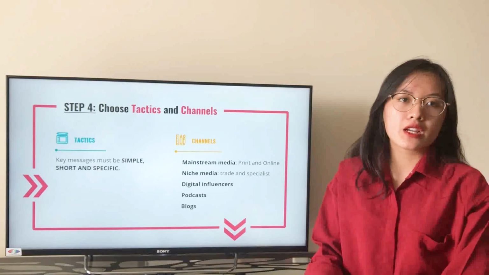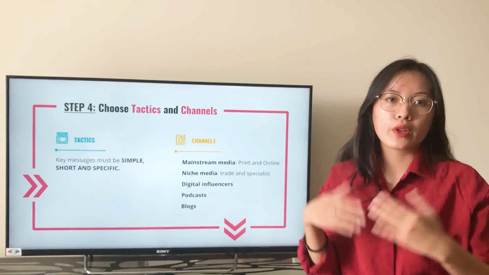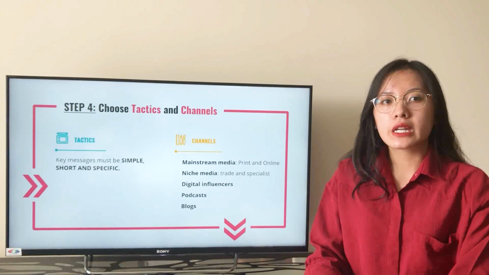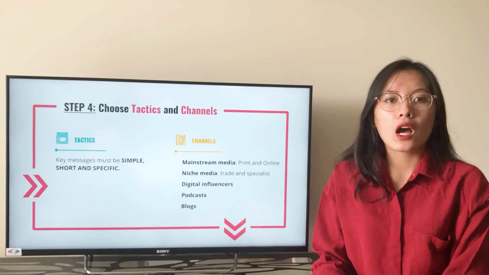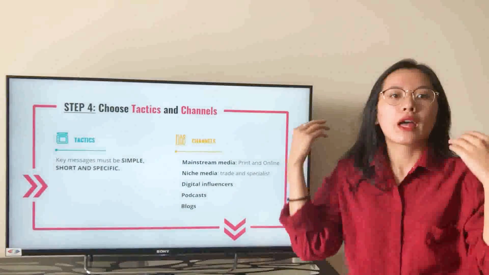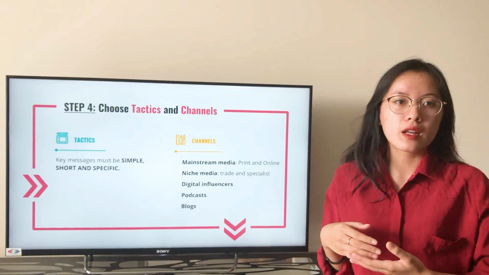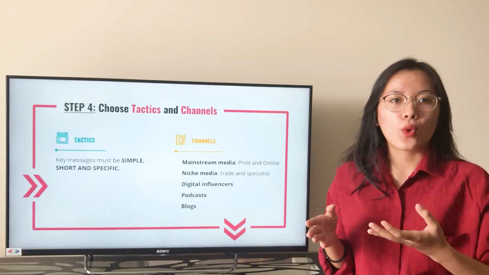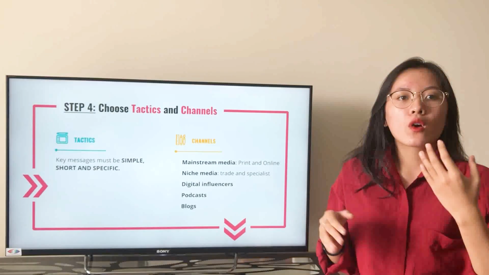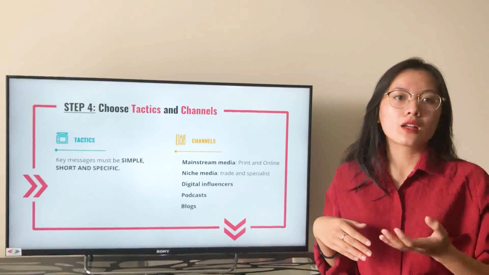After you have defined your segmentation, we come to the next step, which is to choose the tactics and channels. How will you communicate with your audience, using what mix of tactics and channels? First, you have to determine the most effective tactics to grab their attention and how to deliver the key message. A key message must be simple, short, and specific. It means that you have to keep your key message simple and focus on one thing that attracts the attention of your target audience. The second thing you have to determine is what channel they engage with more, to target them where they are. Do they watch YouTube, follow influencers on Instagram, or are they most likely to listen to podcasts or the 6 o'clock news on television?